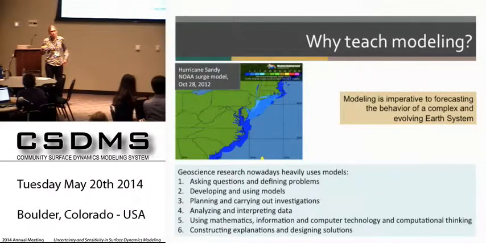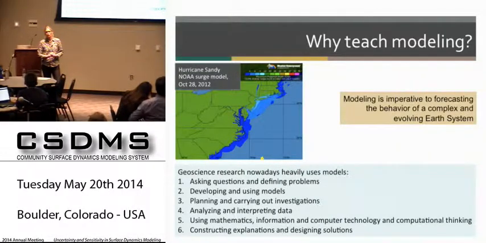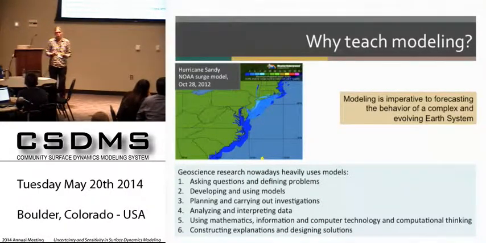And I think that in society, modeling is becoming imperative to forecasting and making predictions. I put up the example of Hurricane Sandy: we have a model, the models run, and this is a prediction that people are using. And of course, weather modeling, there are countless examples where surface process modeling is important and people are trying to make predictions based on it. But we want our students, even if they don't become modelers, to be aware of the role models play and what's behind them.